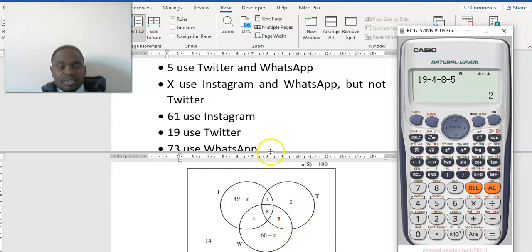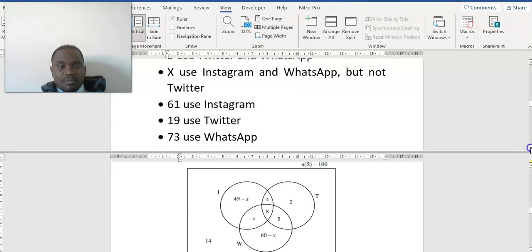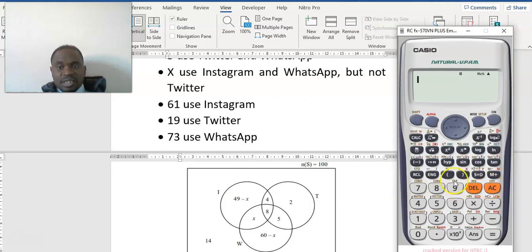What was given to us? What's the total value for WhatsApp? WhatsApp is 73. So it means the whole of this circle, which is WhatsApp, is 73. We know this x, we know this 8, we know this 5. So we can find this one. So we start by saying 73 minus 8 minus 5.